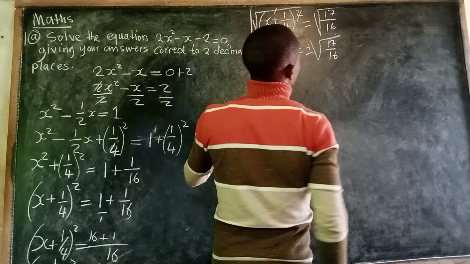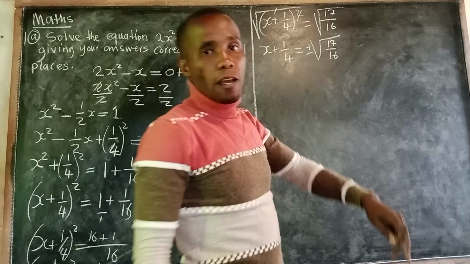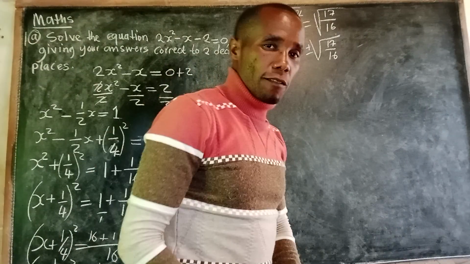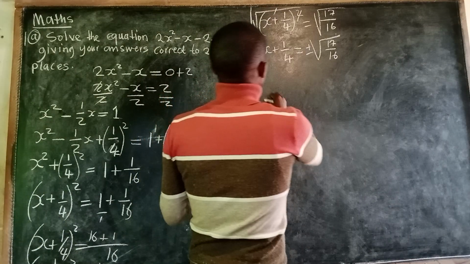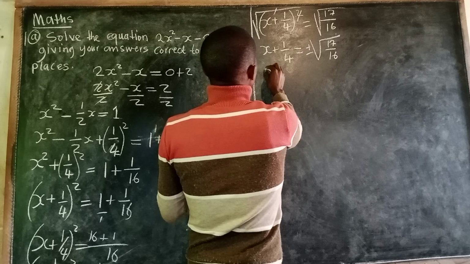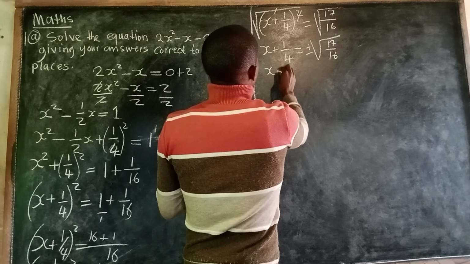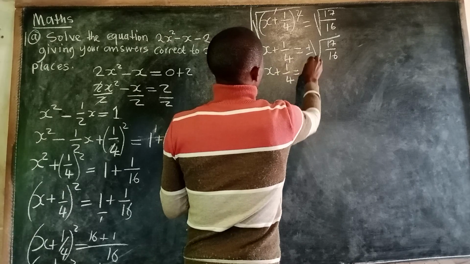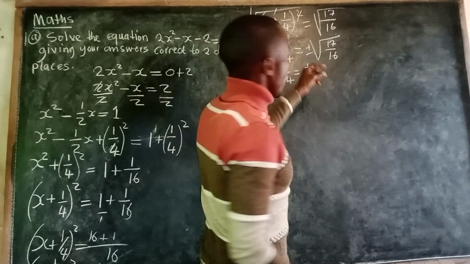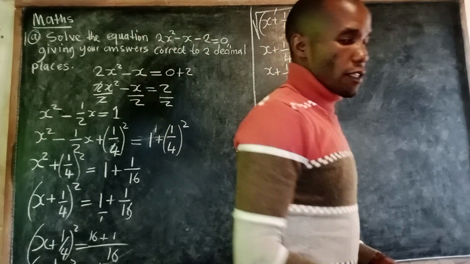Remember here we have positive or negative. The moment you introduce the square root, that is positive or negative. Then from there you are going to proceed. So we are going to say x plus 1 over 4 equals positive or negative the square root of 17 over 16.